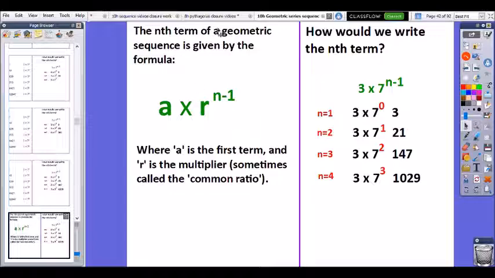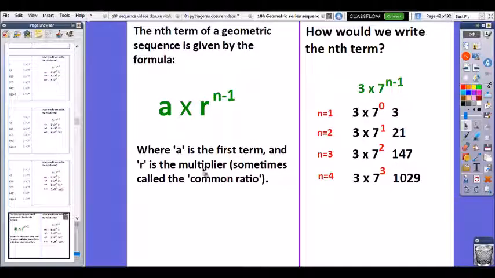The nth term of a geometric sequence is given by the formula a times r to the power of n minus 1. And all that means is a is just the first term in the sequence. So the first term in our sequence was 3. So the first part of the formula was a equals 3.